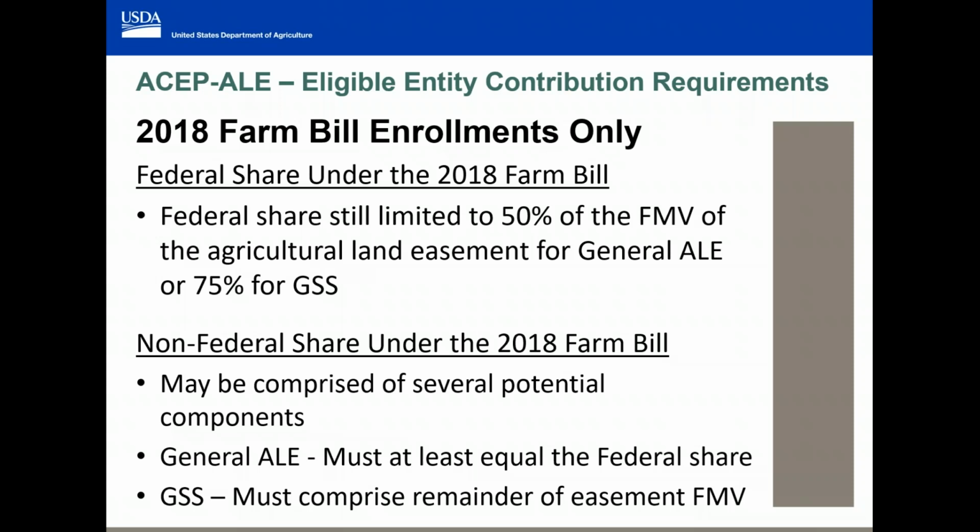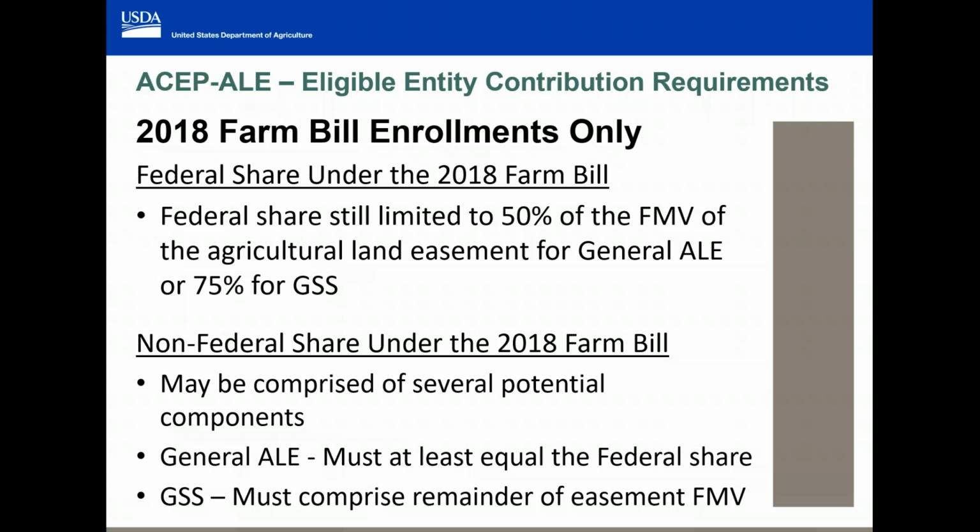And the fair market value of the easement is still determined solely by the appraisal that is approved by NRCS. It cannot be inflated by other costs, such as expenses incurred by the eligible entity. And similarly, the federal share is not affected by such other costs. So that's the federal share. The non-federal share has undergone some changes. For general ALE, it still must be at least equivalent to the federal share, and for GSS, it needs to comprise the remainder of the fair market value after accounting for the federal share.